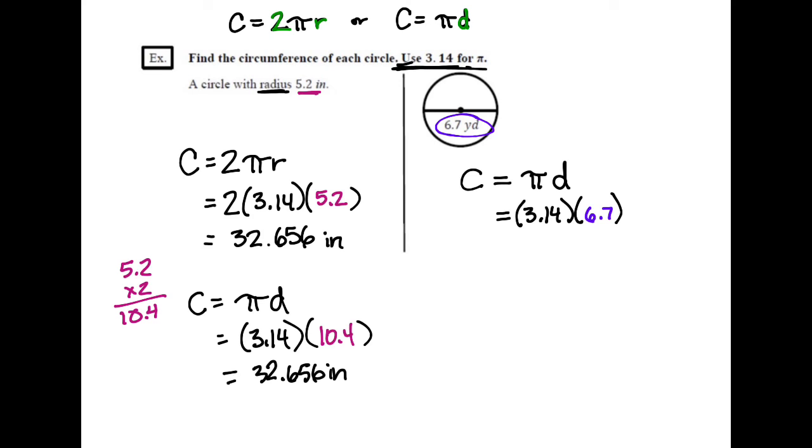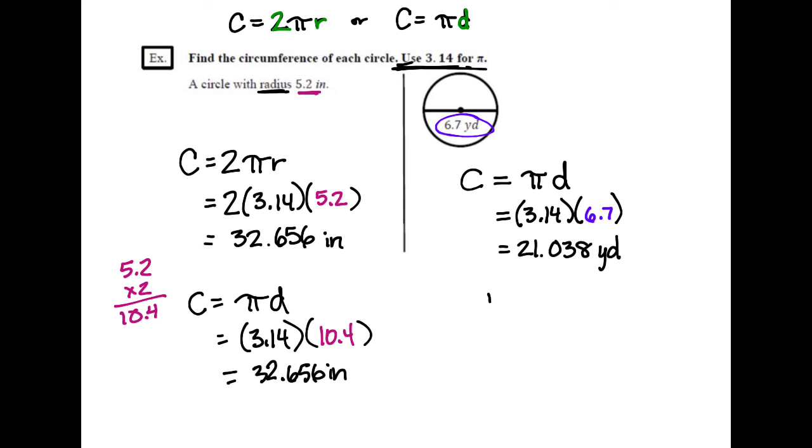So calculator time, 3.14 times 6.7. And I get 21.038. It's circumference, so it's only a distance. You just leave the label plain. You don't put a squared or a cubed or anything on it.